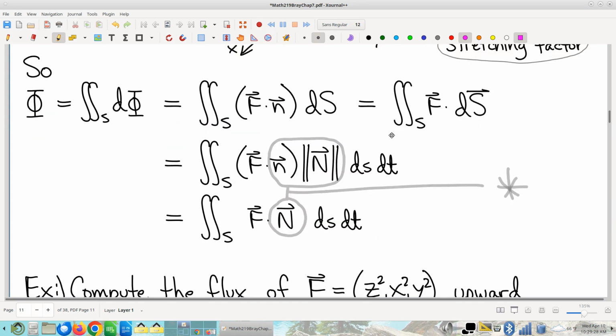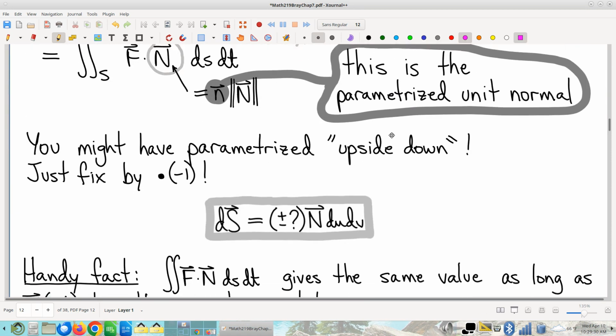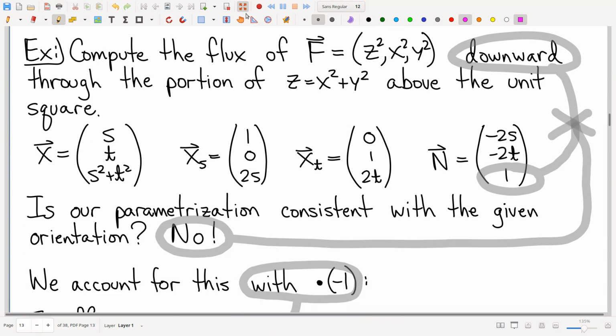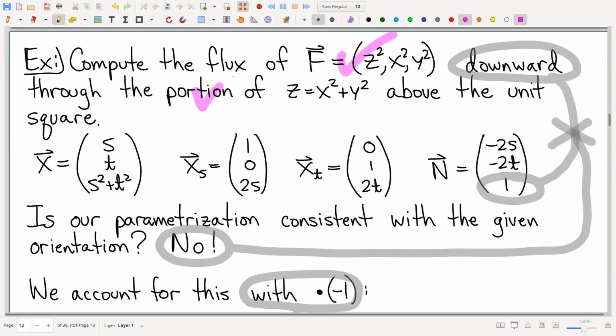Okay, let me show you an example. So now this is going to look like the same example we did previously, and it's very, very similar. It is the same vector fields, the same portion of the same surface with the same equation above the same unit square. The only thing that's different in this example is it says right here, oriented downward. We want to compute the downward flux. That's language indicating that I should think of my surface as oriented downward.